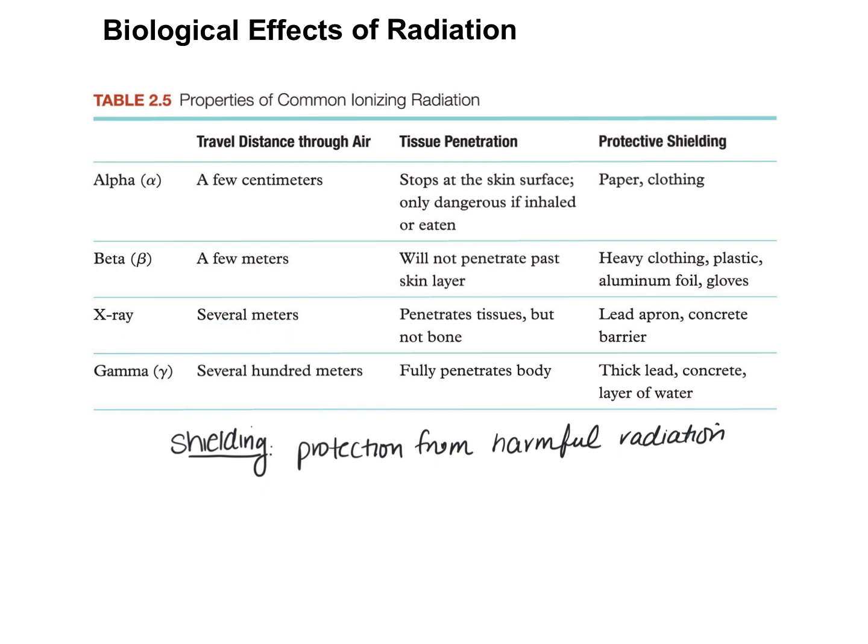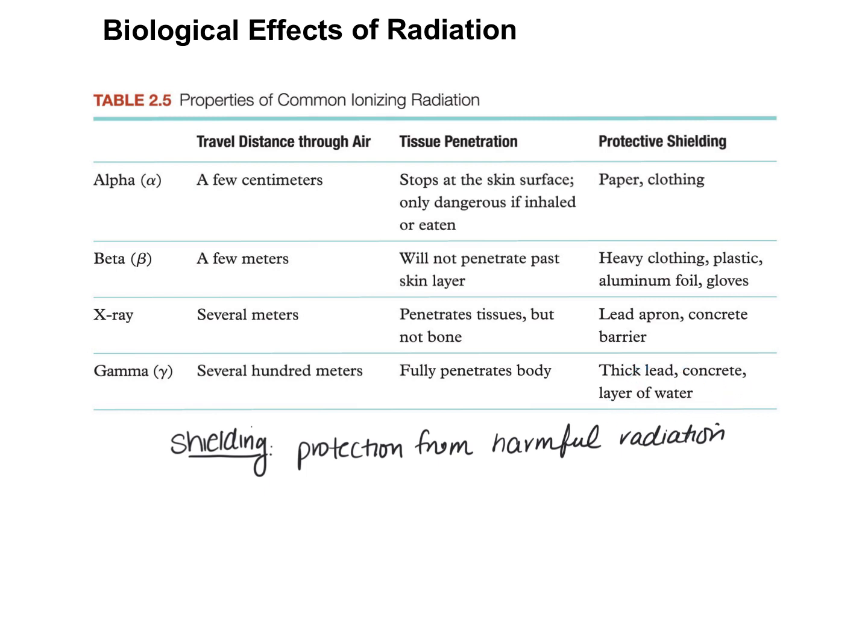X-rays will go several meters and they'll penetrate tissues but not the bones. That's why they're used to image things like bone breaks and your teeth. If you go to the dentist, you wear a lead apron, and a lead apron or a concrete barrier will prevent X-rays from going through your body. Now, gamma radiation can travel several hundred meters. It will fully penetrate the body, and thick lead, concrete, or a layer of water will protect against that.